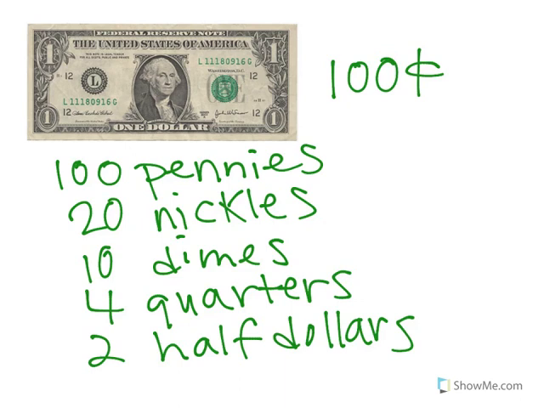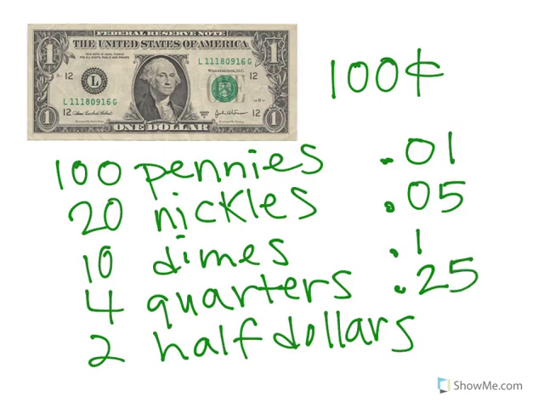I can write these all as decimals. So a penny is worth 1/100th of a dollar. A nickel is worth 5/100ths. A dime is worth 1/10 of a dollar. A quarter is worth 25/100ths, and a half dollar is worth 5/100ths.